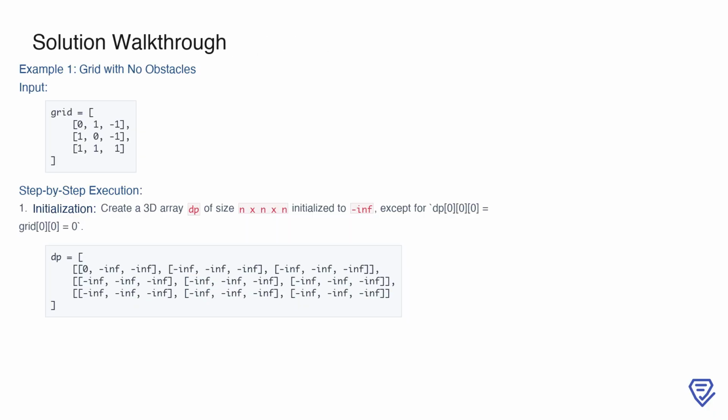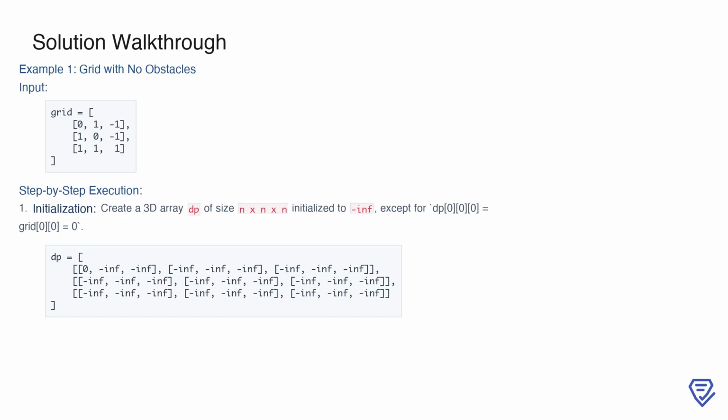Here, we're starting with an example grid that has no obstacles. The grid is a 3x3 matrix where 1 represents a cherry, -1 represents an obstacle, and 0 represents an empty cell. The goal is to maximize the cherries collected while moving from the top left to the bottom right corner and back. To solve this, we first initialize a 3D dynamic programming table dp with dimensions n x n x n to represent the state of two paths simultaneously.